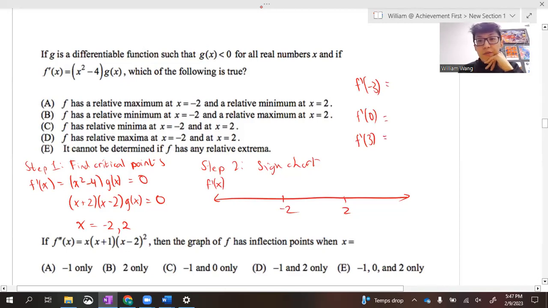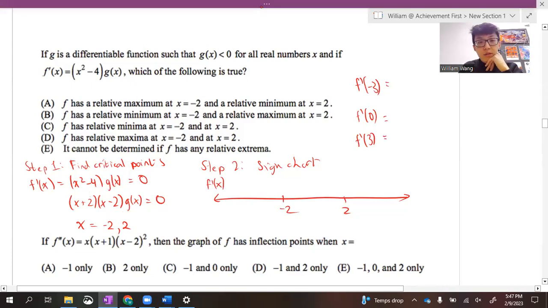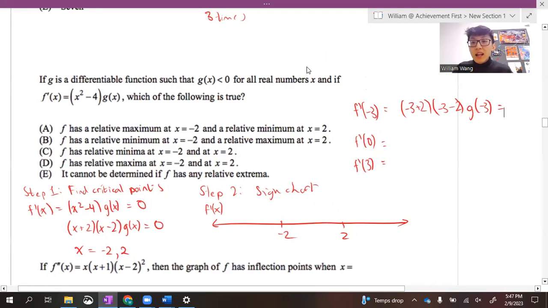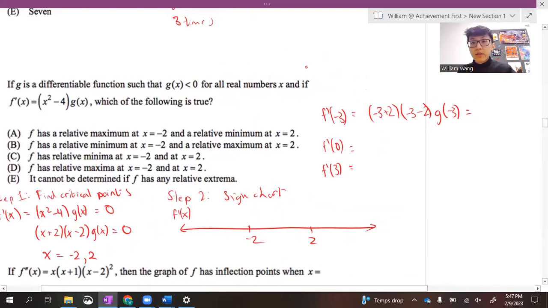When I plug negative 3 into my derivative, right here, I want to plug it into my factored derivative. When I plug it in, I'm going to get negative 3 plus 2, negative 3 minus 2, and g of negative 3. And what does that equal? Well, I need to figure out whether it's positive or negative. Negative 3 plus 2 is negative.